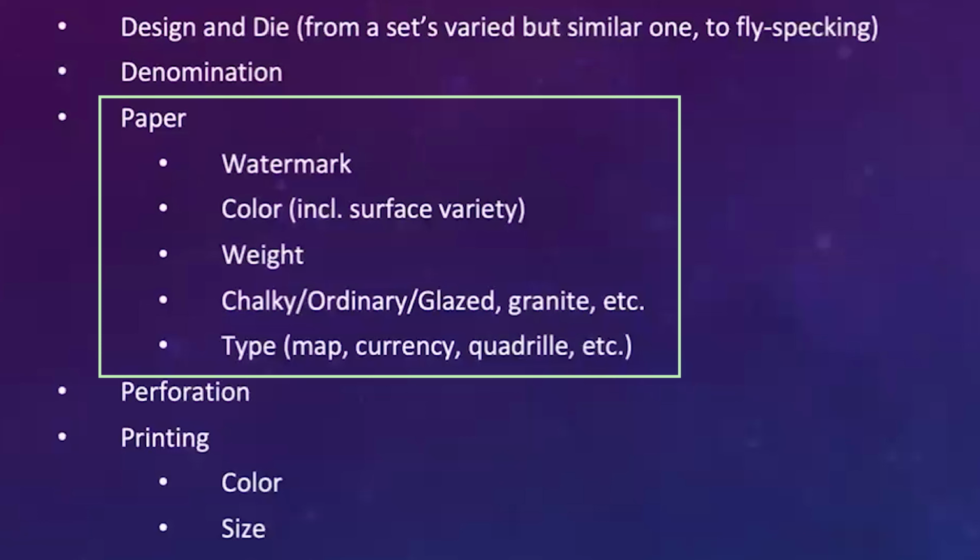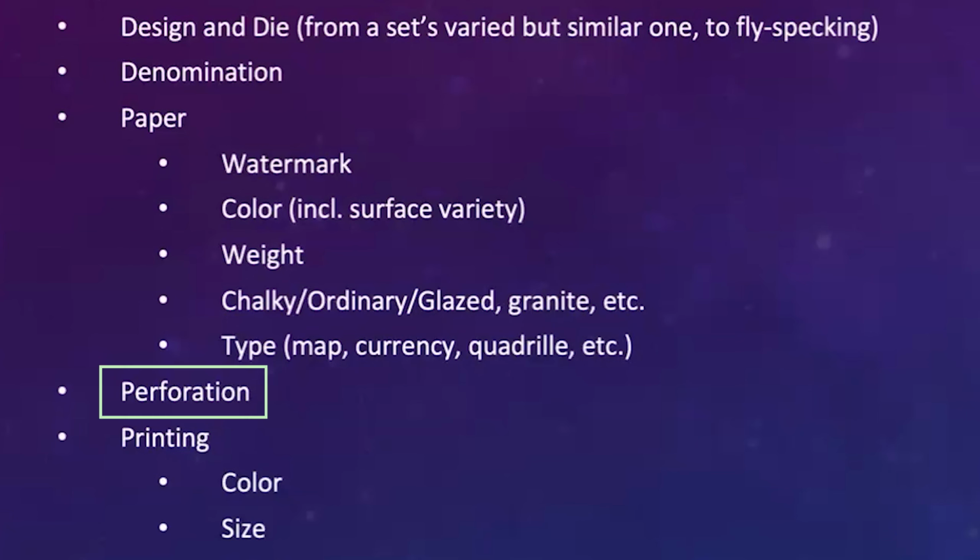The color of the paper, and the difference between surface colored paper and paper that's colored all the way through. The weight of the paper. Is the paper chalky, ordinary glaze? Is it granite paper? And so on and so on. And the type of the paper. Some stamps, as we know, are printed on the backs of maps or on quadrille paper. And then, of course, is there perforation, and what type and what gauge of perforation is it?